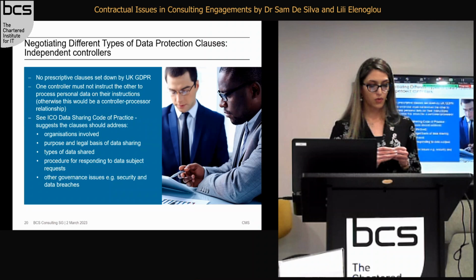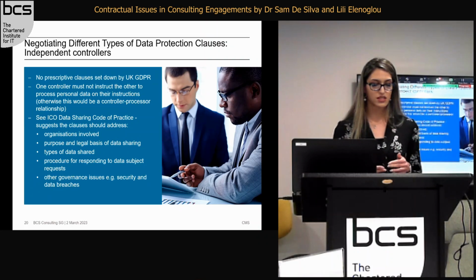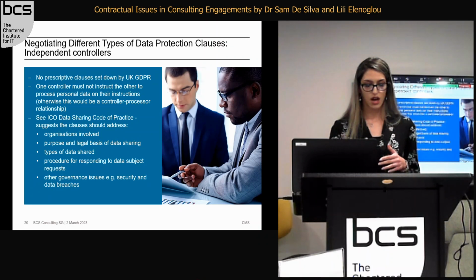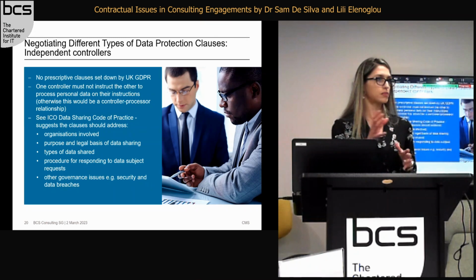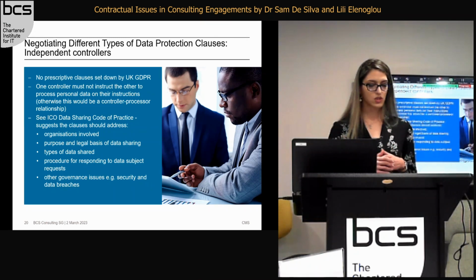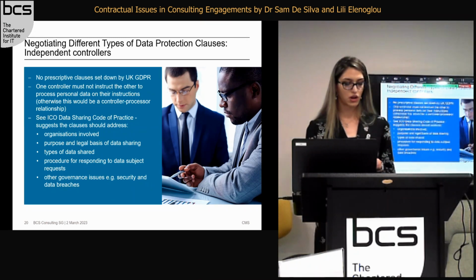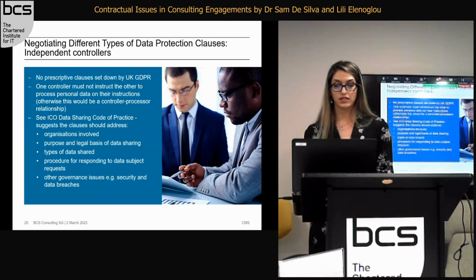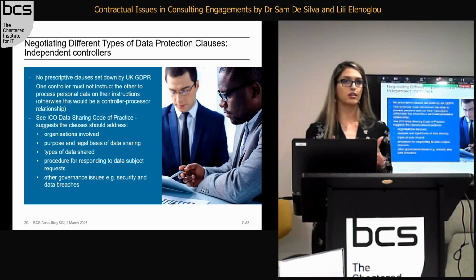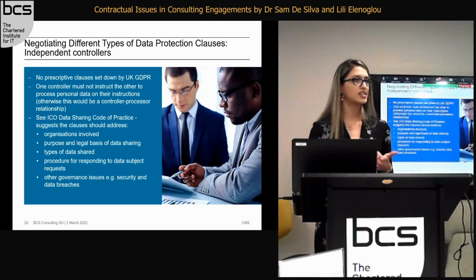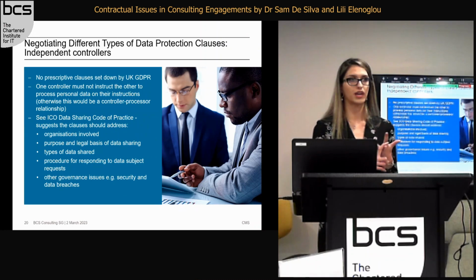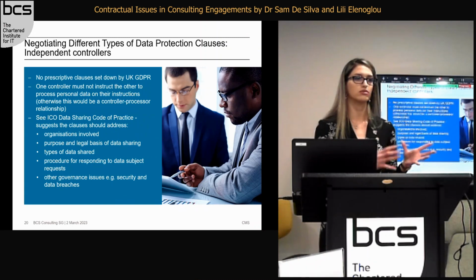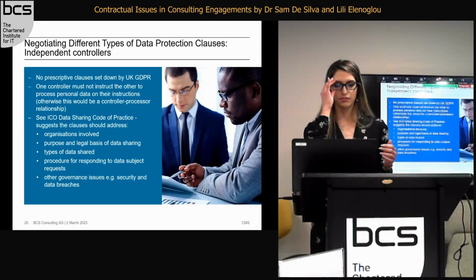A useful guidance for contract is, as I said before, the ICO data sharing code of practice, which focuses on sharing of personal data between controllers. So the code suggests the contractual clauses should address which organizations are involved, what is the purpose, and what is the legal basis of data sharing. When I say the legal basis, I mean, for example, consent or legitimate interest or legal obligations.